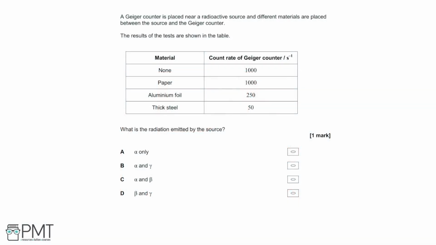This question is about radioactivity. The question says, a Geiger counter is placed near a radioactive source, and different materials are placed between the source and Geiger counter. The results of the tests are shown in the table. We have a table where putting different materials between the source and the detector changes the count rate. What is the radiation emitted by the source?